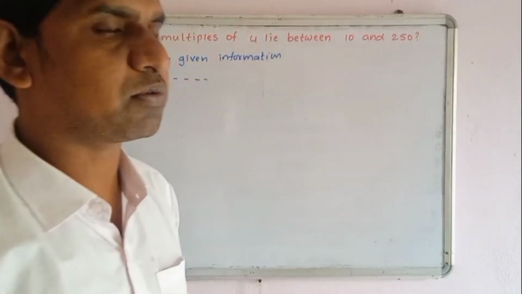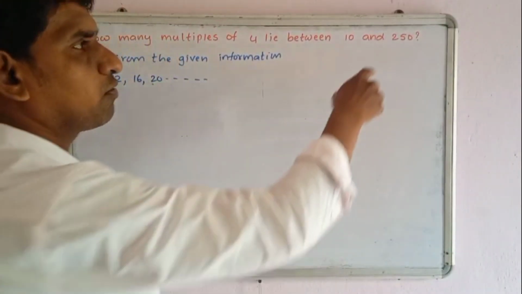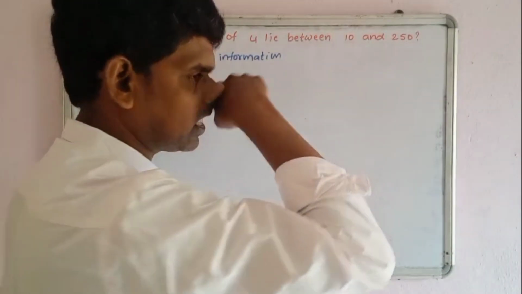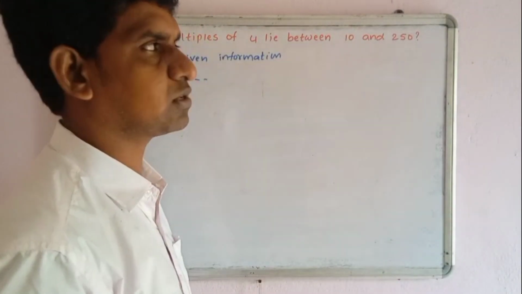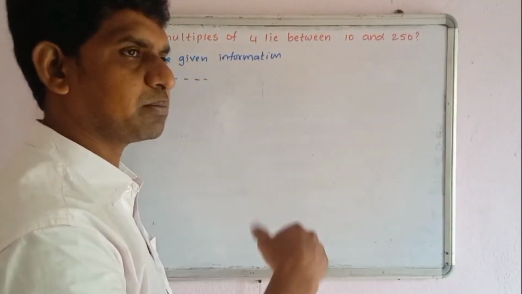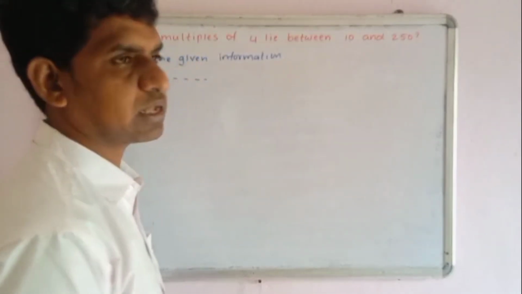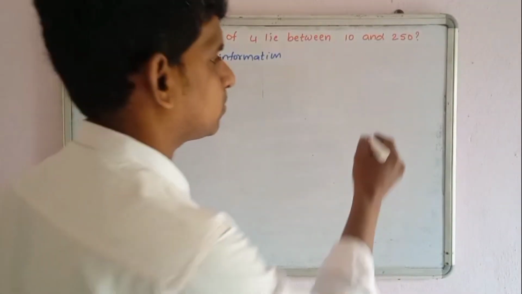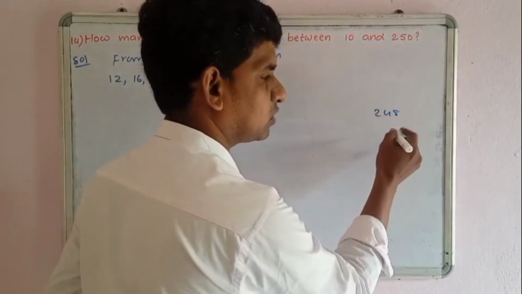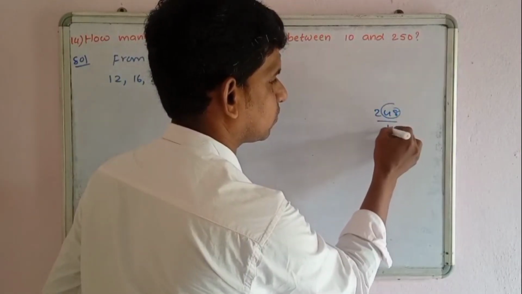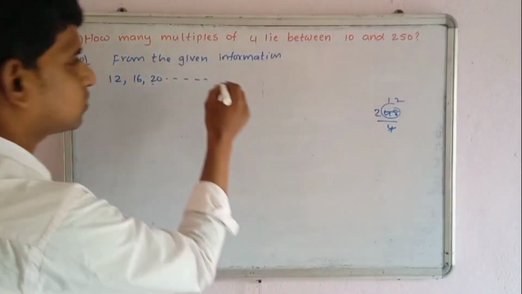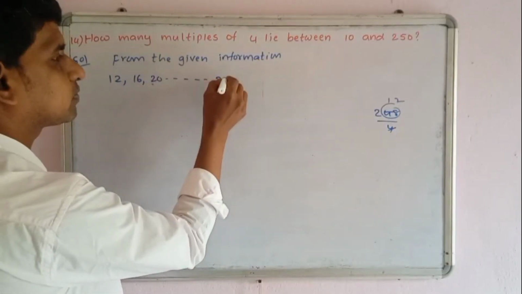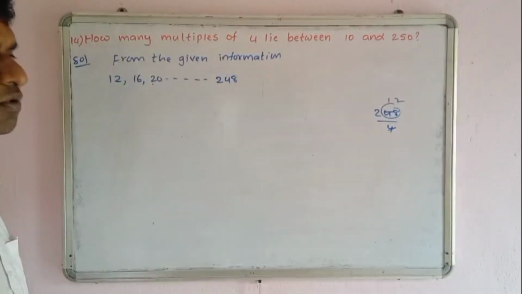250, is it a multiple of 4? No, because check the last 2 digits, 50 is not divisible by 4. Next before number is 249, also not divisible by 4. So next before number is 248. 248 is divisible by 4, because by the divisibility rule of 4, check the last 2 digits. 4 threes are 12, so it is divisible by 4. So 248 is a multiple of 4.